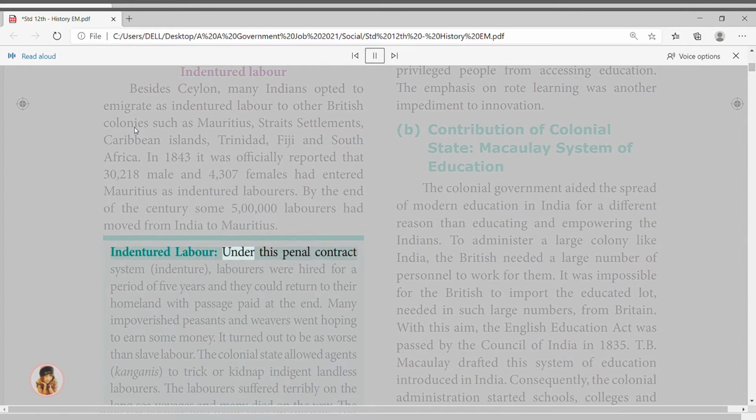Indentured labor. Under this penal contract system, indenture laborers were hired for a period of 5 years, and they could return to their homeland with passage paid at the end. Many impoverished peasants and weavers went hoping to earn some money. It turned out to be as worse than slave labor. The colonial state allowed agents to trick or kidnap indigent landless laborers. The laborers suffered terribly on the long sea voyages and many died on the way.